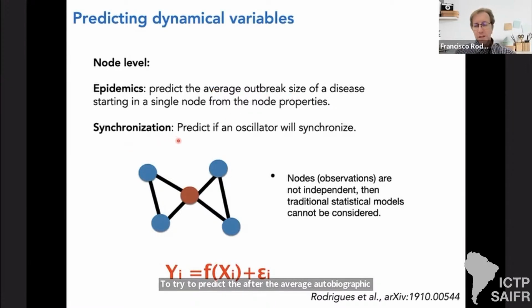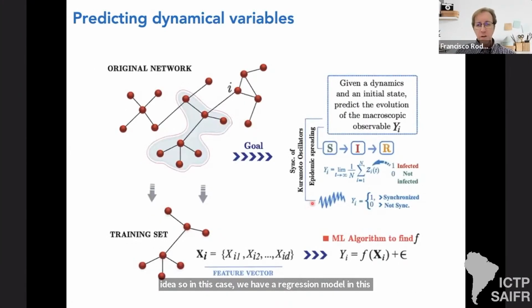In the case of synchronization, given that we have one oscillator with some properties, we want to predict whether this oscillator will synchronize, okay? This is the idea. In the first case, we have a regression model. In this case, we have a classification model. Okay, so this is basically the framework.